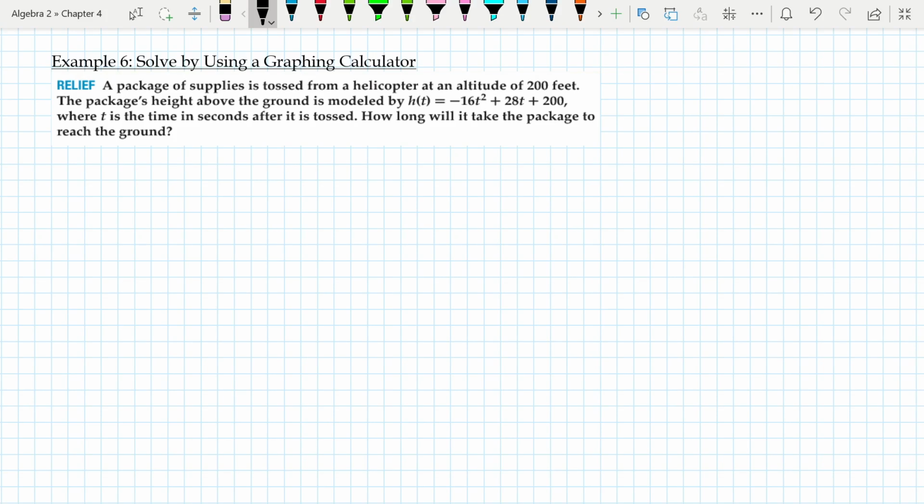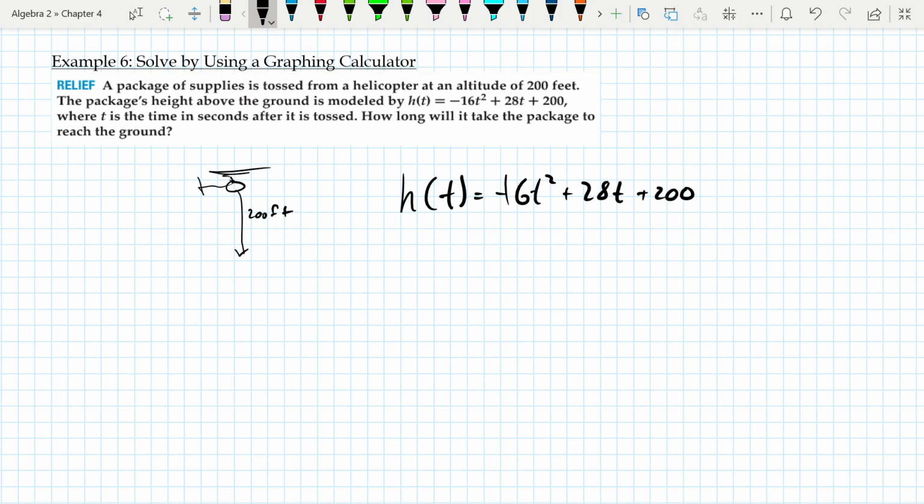All right, example 6. Solve by using a graphing calculator. A package of supplies is tossed from a helicopter at an altitude of 200 feet. The package height above the ground is modeled by h of t equals negative 16 t squared plus 28 t plus 200, where t is the time in seconds after it's tossed. How long will it take for the package to hit the ground?